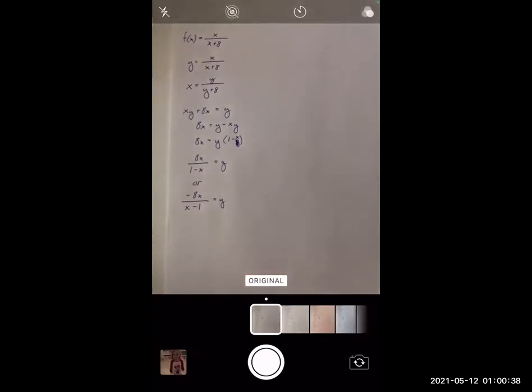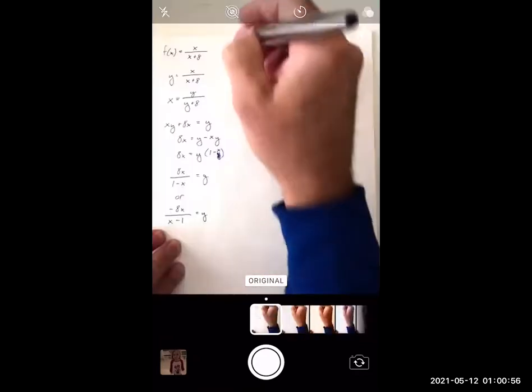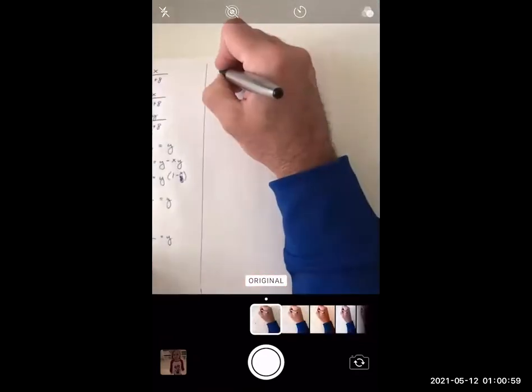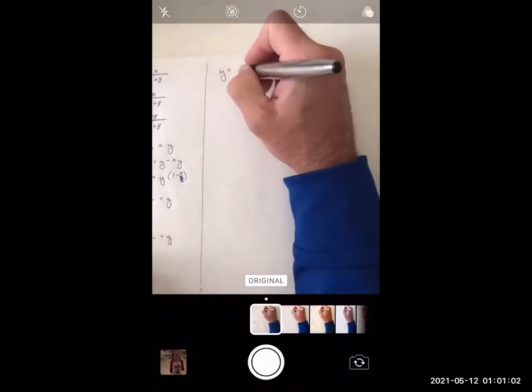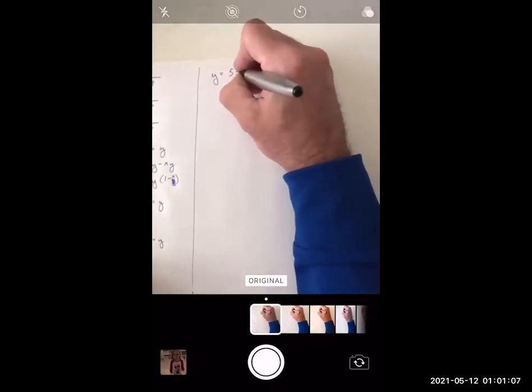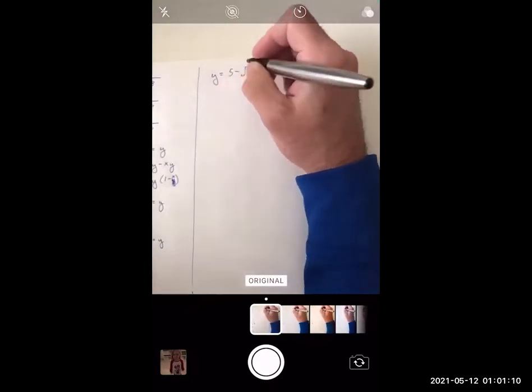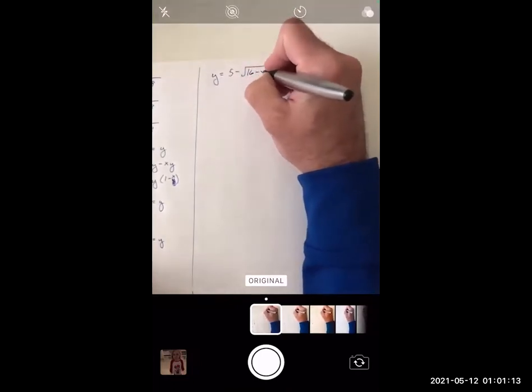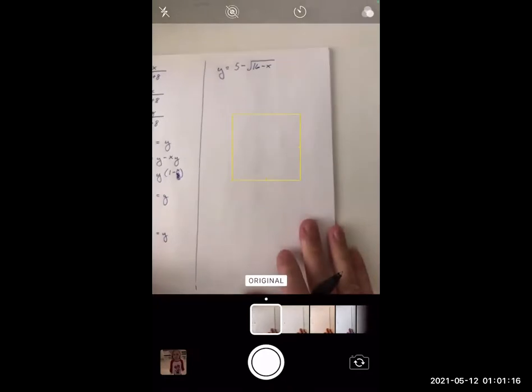Okay. Anything else from exam 1? Oh, how do you graph? I kind of forgot how to graph. I have an example: y equals 5 minus the square root of 16 minus x. Root 16 minus x, like that? More or less, yeah.